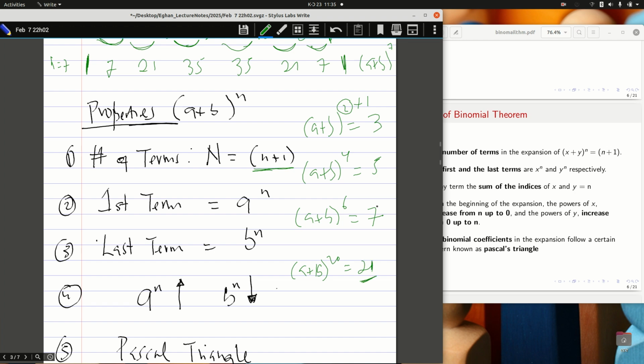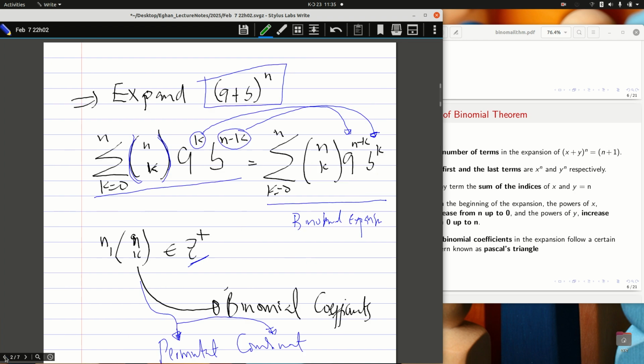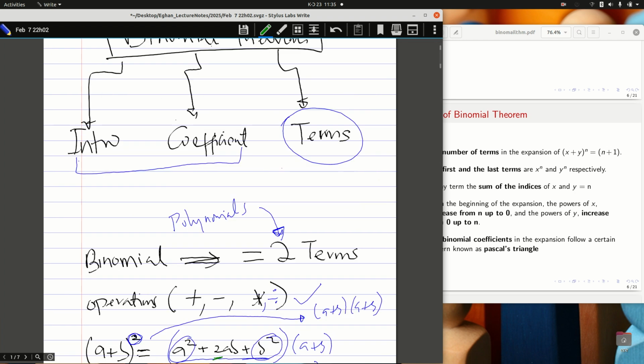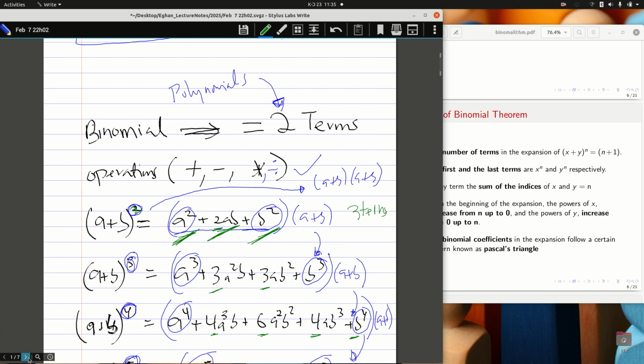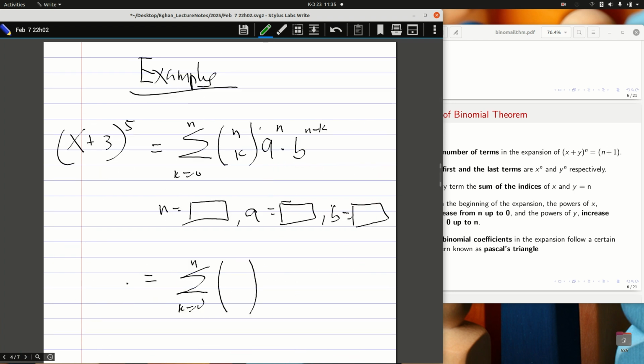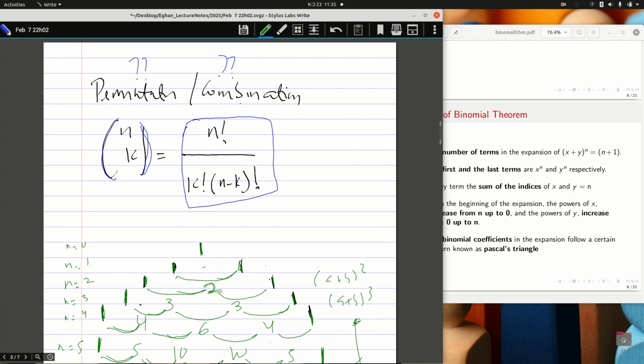Again, permit me to move back here and then see. If I have the power 2, I expect what? 3 terms. Do I have the 3 terms? Yes. Term 1, term 2, term 3, and so on and so forth. That is what it implies. Okay, I'm still here. That is the first property.